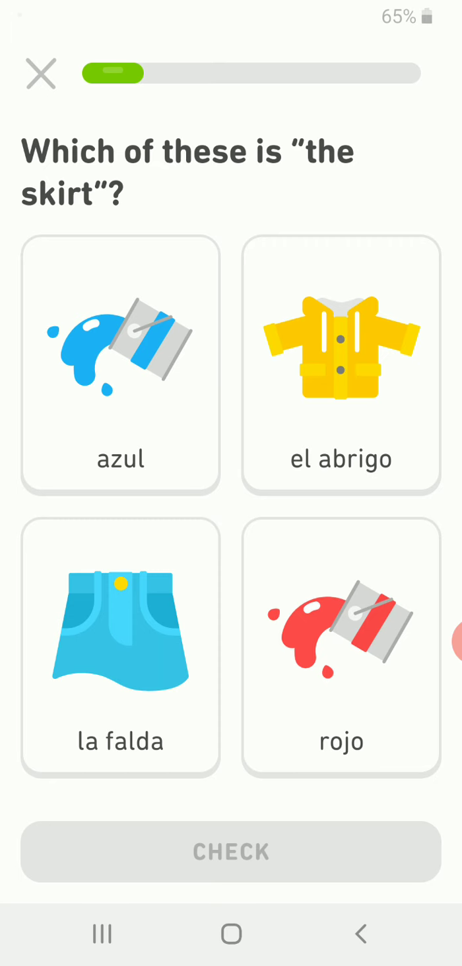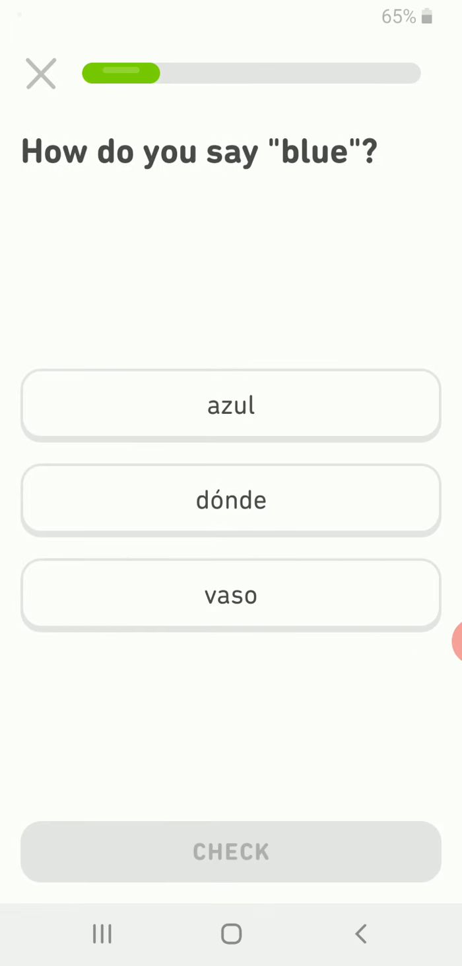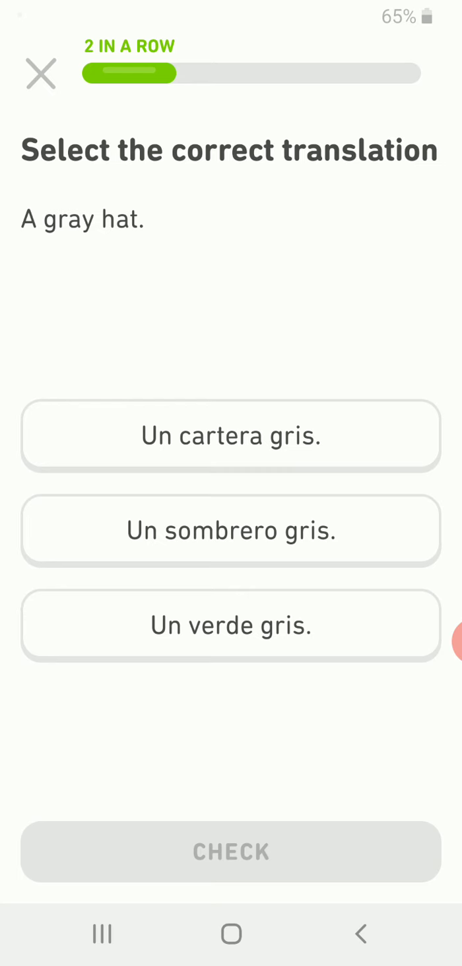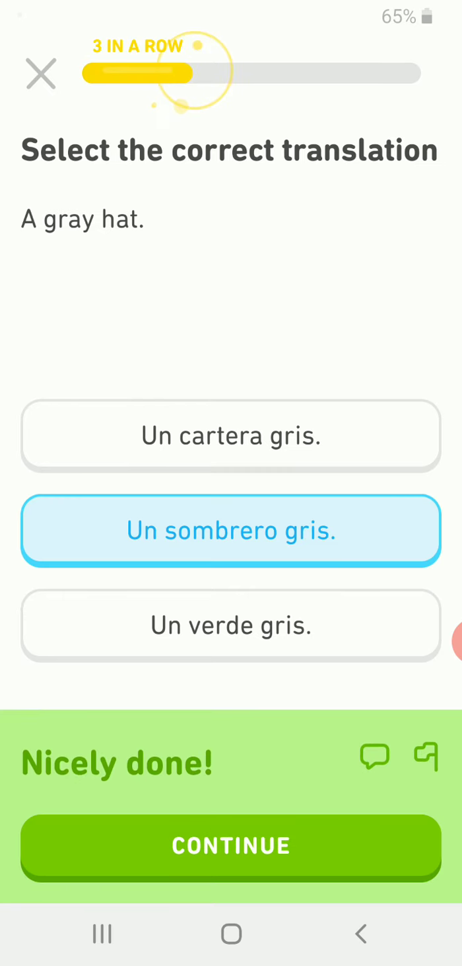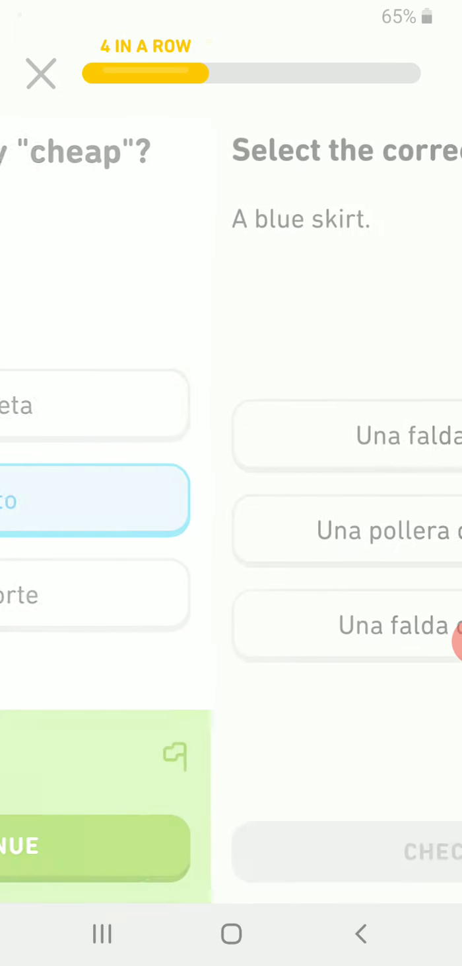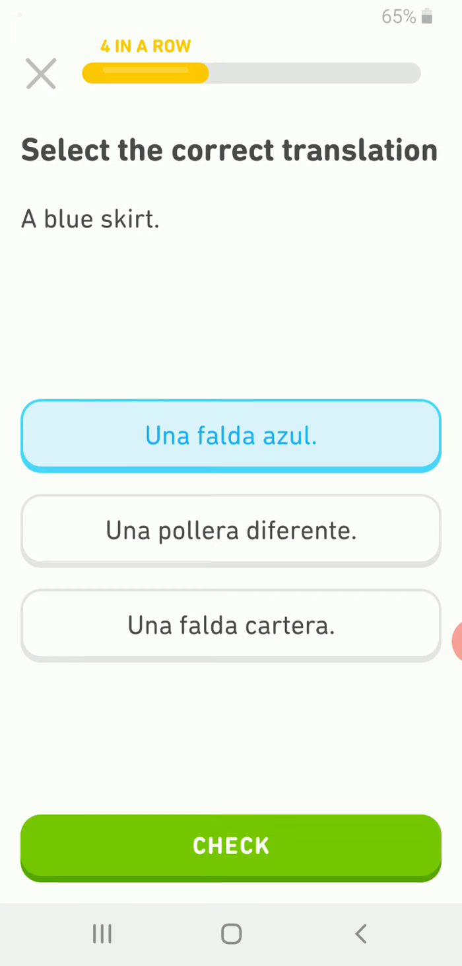The skirt, la falda. And blue, azul. And gray, it's gris. Un sombrero gris. And cheap is barato. And a blue skirt, it's una falda azul. So notice that azul, it's not azula.